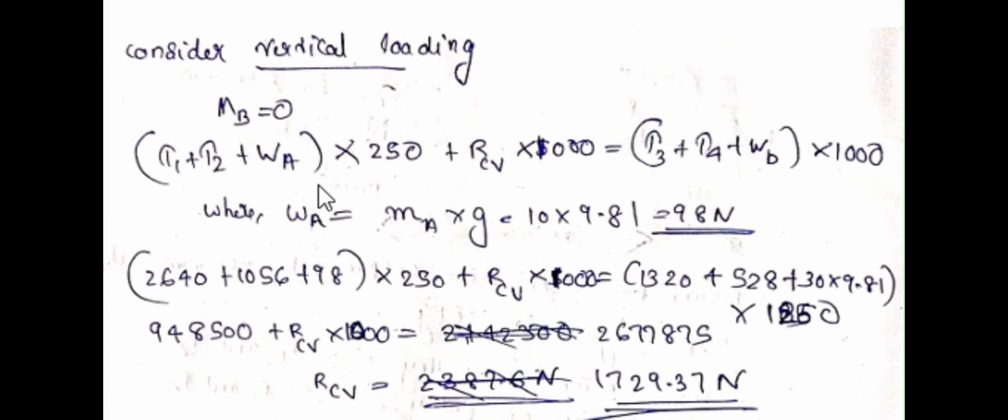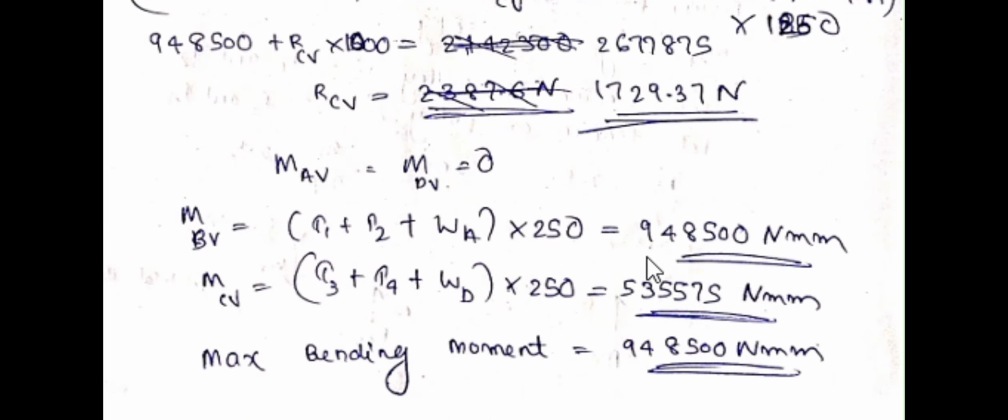Here WA is the weight in Newton. In the question we have only been given the mass of the pulley, so we have to convert that into weight. Weight equals mg, so you multiply the mass with the acceleration due to gravity to find the weights WA and WB. So RCB we will get as 1729.37 Newton.